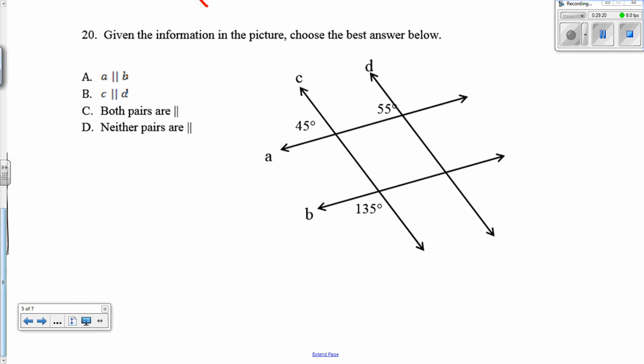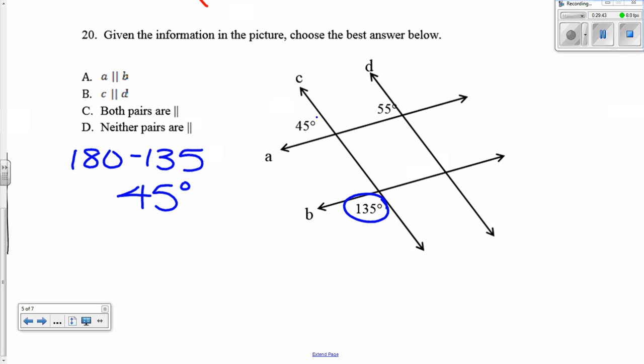All right, given the following information, choose the best answer below. Again, I want to look at congruent angles and supplementary angles. So I know the 45 and 55 aren't congruent. I need to figure out what's supplementary to the 135, so I'm going to subtract it from 180. All right, so the 45 and the 135 are supplementary. And since they both use line C, they don't touch line D, and one's on A, one's on B, I know that A and B are parallel. I know it can't be D because neither of those two angles touch line D. There's number 20.